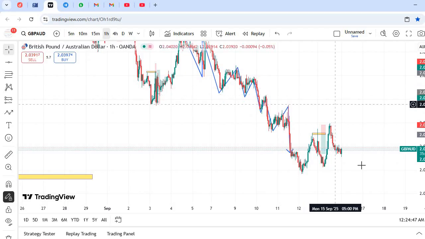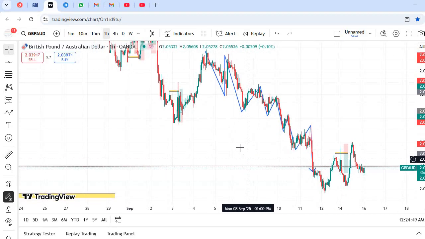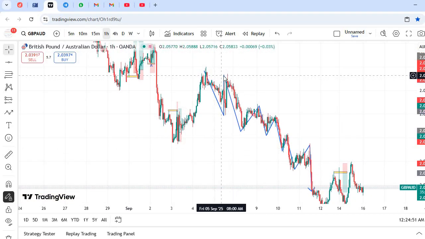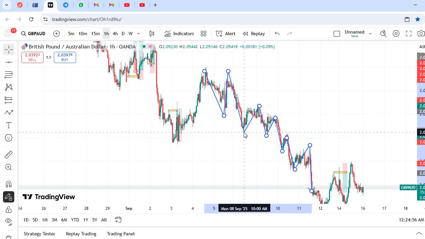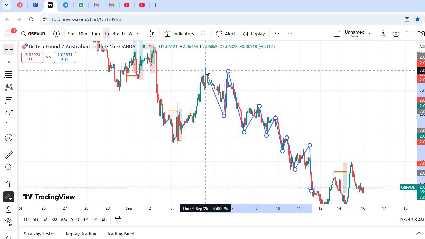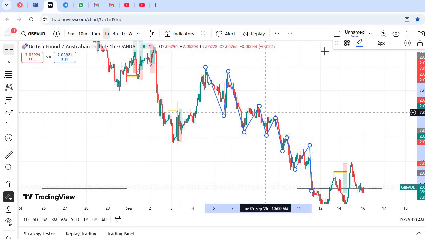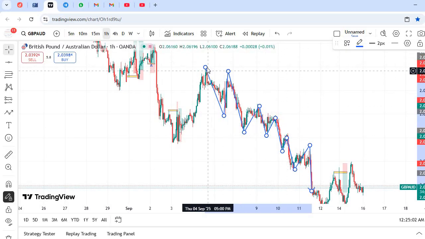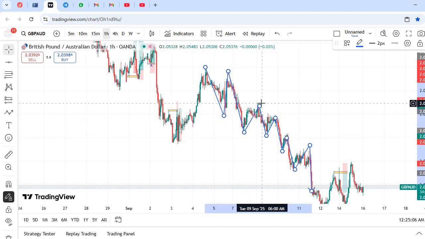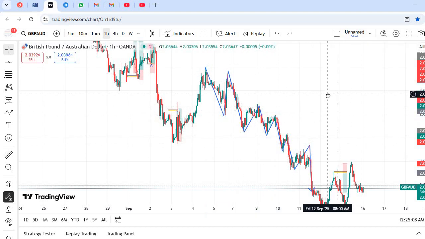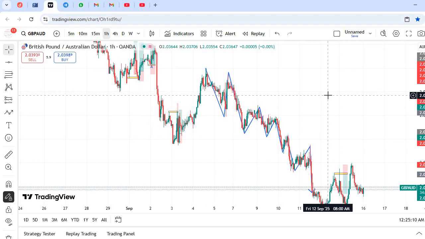So you can see this is an example of a downward trend, or a bearish trend. And for a downward trend, you are looking for selling opportunities only. Once there is a retracement, you are looking to sell. Once there is another retracement, you are looking to sell. You understand? So this is an example of a downward trend.